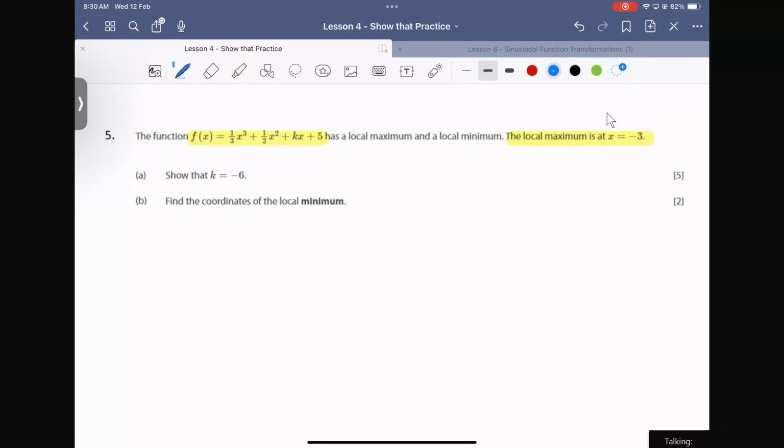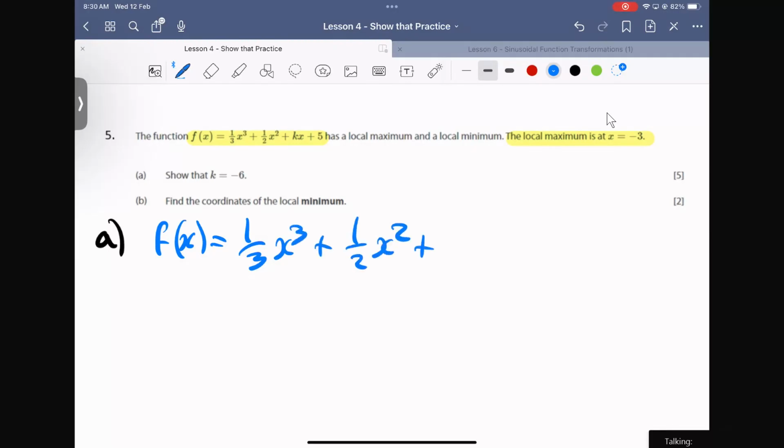So let's take the function. We've got f of x is equal to a third x cubed plus a half x squared plus kx plus 5. First we need to find the derivative. It's quite an easy one to find. It's going to be x squared plus x plus k.